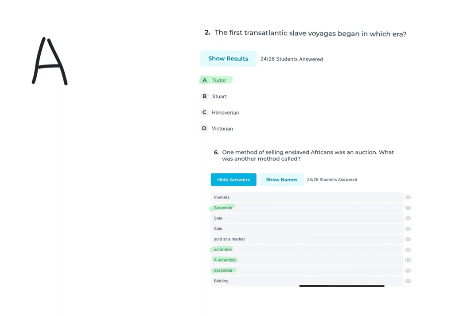And then question number 6: one method of selling enslaved Africans was at an auction. What was the other method called? Well done to those people who said a scramble. An auction is where an individual would be placed on a stand in front of prospective buyers, and people would bid for that individual. The other method was a scramble, and that is when an individual was sold as part of a group and enslaved at one time. Scrambles tended to be less organised and more traumatic because of the rush and the panic that a scramble involved.